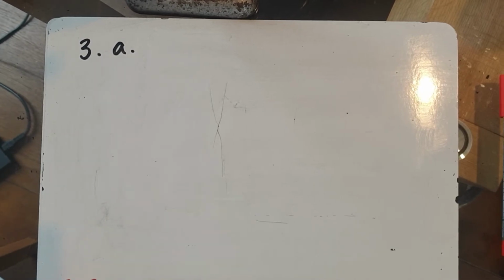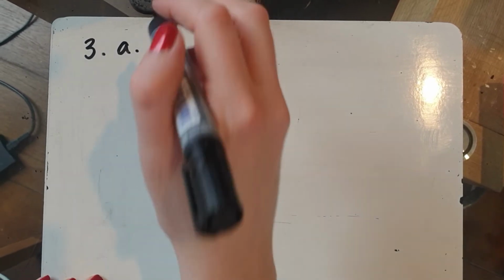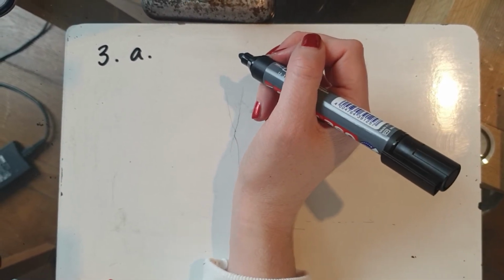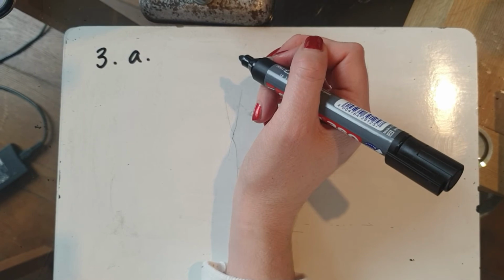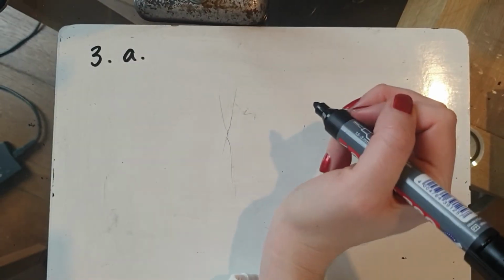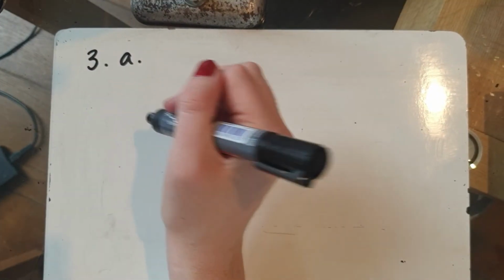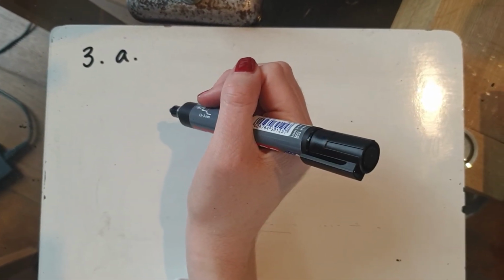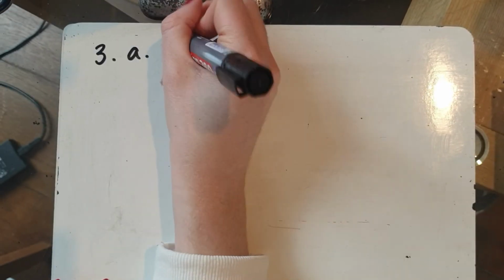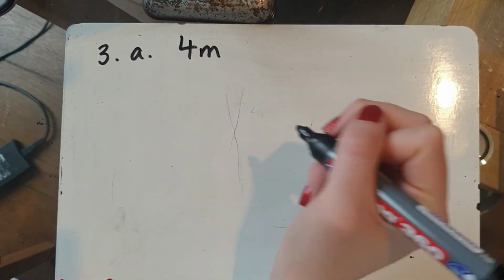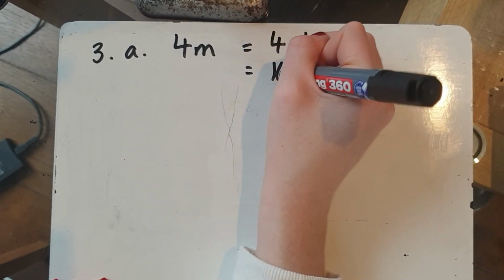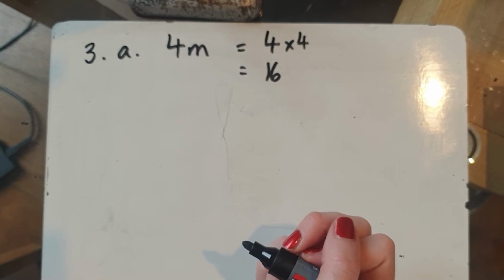So for 3a, you needed to collect like terms first, and then you needed to evaluate it. So for collecting like terms, you've got 2m plus 5m minus 4m plus m. So all of them had m in. So for 3a, it should simplify to 4m. And then when you evaluate that, you get 16 because m is 4.